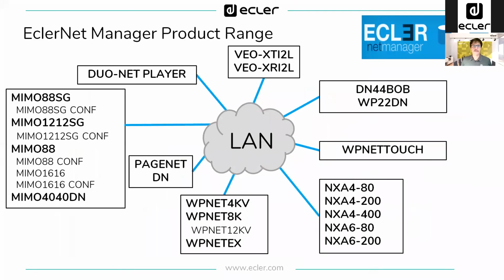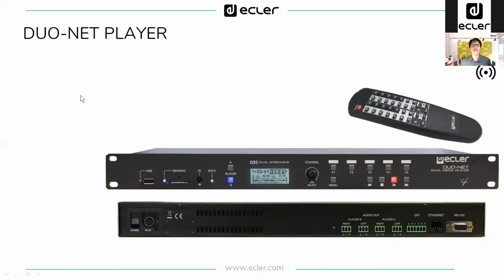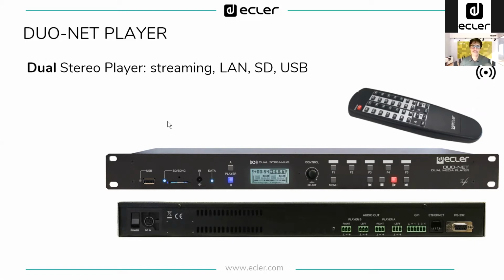Okay, so we've got all of these devices. Let's start making an overview of each one very fast. Okay, here DuoNet player. This is a dual stereo player. It can play streaming or LAN files you have in your network, or SD. You've got an SD port here or a USB port here. Okay, you've got remote control. And you've also got the event time scheduler inside.